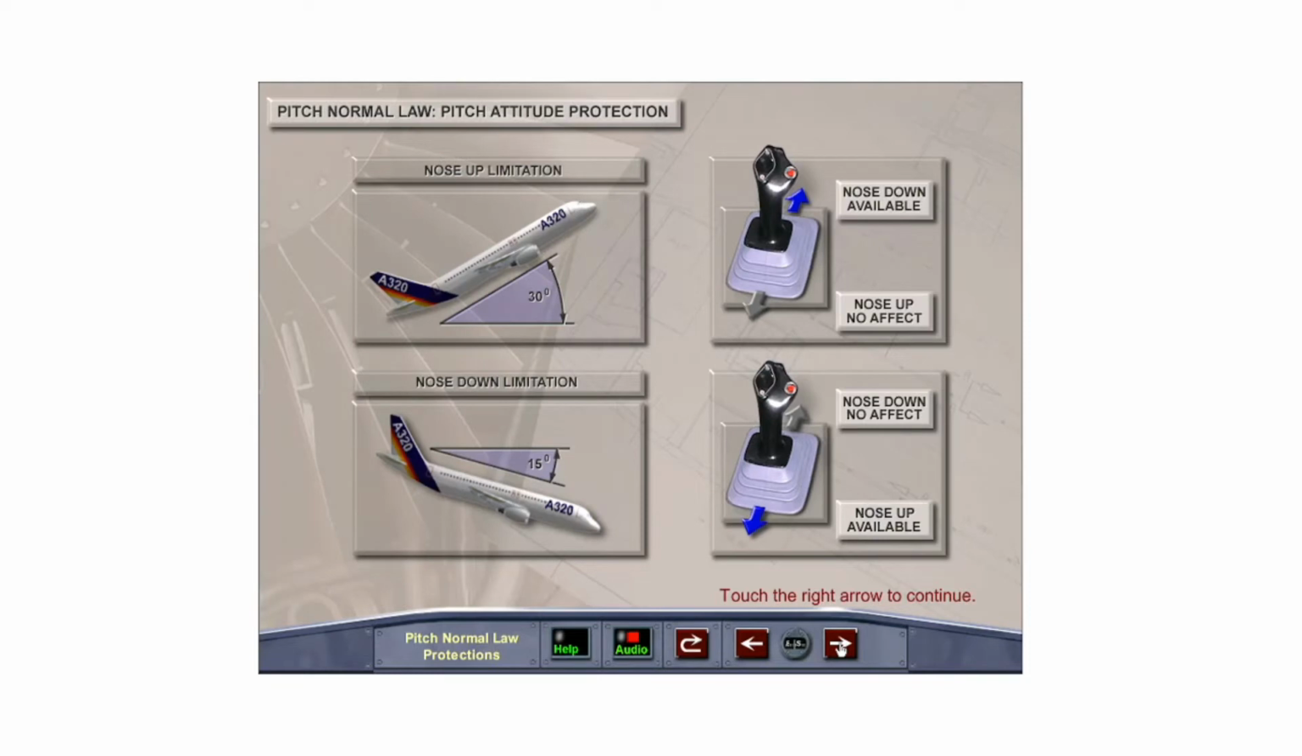If flying at the nose-up limitation, pulling back further on the side stick has no effect. However, full nose-down demands are still available. At the nose-down limitation, the reverse is true. Pushing further on the side stick would have no effect, but full nose-up authority is available.